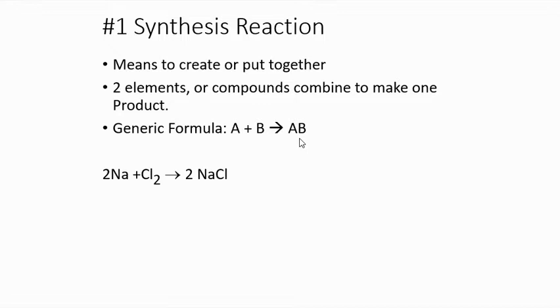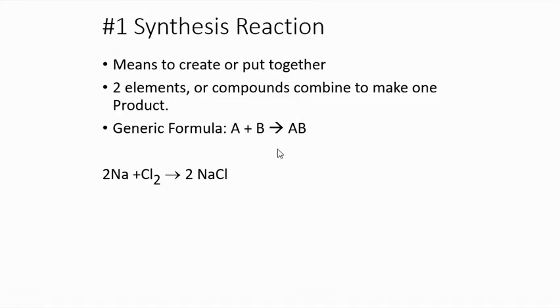Seems kind of easy. An example right here. We're going to take an element, sodium. We're going to add another element to it, chlorine. And look at this on the product side, only one product. That's how we know we have a synthesis reaction. That's the key that you can look at to think it's a synthesis because there's only one product.